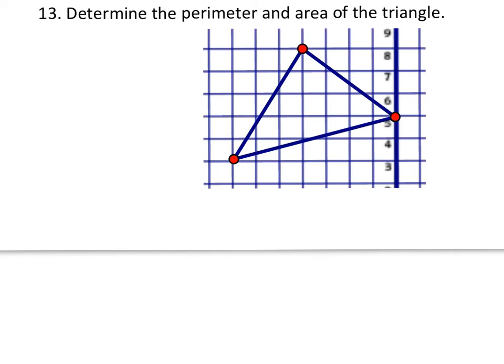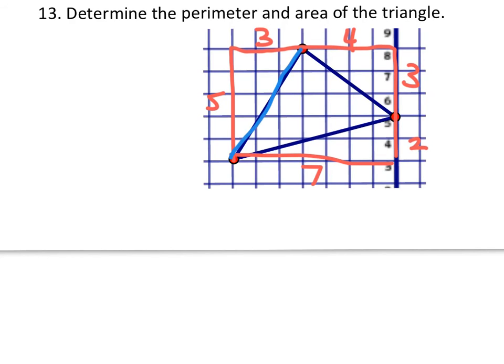Finally, for the last problem, we're finding the perimeter and area of this triangle. Okay, so first we can put that triangle in a box. And count those sides. So the sides would be 5 by 3, then it's 4 by 3, and 2 by 7. Okay, so I could do the Pythagorean theorem 3 separate times here.